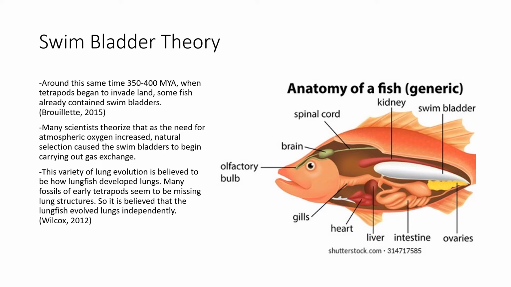On the right, you can see the anatomy of the fish. It's giving me flashbacks to lab, but we can see the large swim bladder, and we can easily imagine how that would start performing gas exchange for air if oxygen in the water was low.